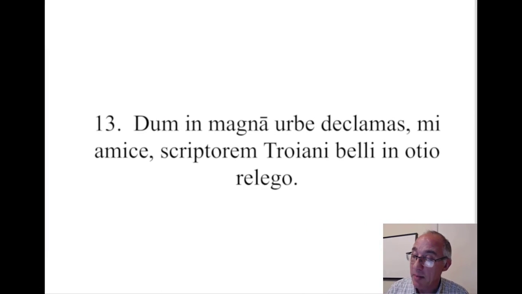Dum in magna urbe declamas, mi amice, scriptorum Troiani belli in otio lego. Dum means while. While in the great city, declamas, you are declaiming, you are speaking. While you are speaking in the great city, my friend, I am reading the author of the Trojan War in leisure. Yep, you've got called to a conference in Rome. I'm hanging out at the beach reading a book. That's what this sentence means. While you are speaking in the great city, while you're working in Rome, I am enjoying the author of the Trojan War in leisure.